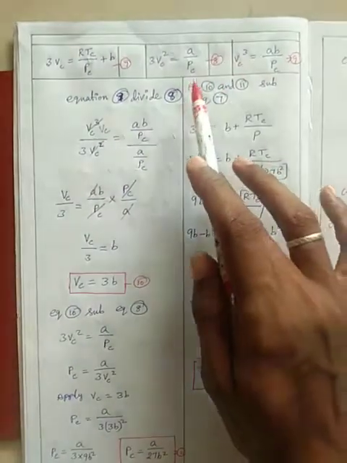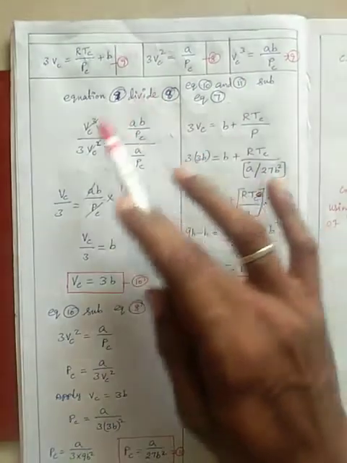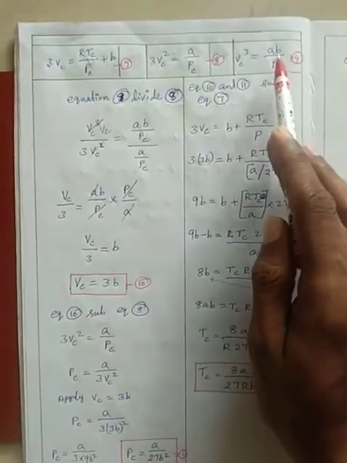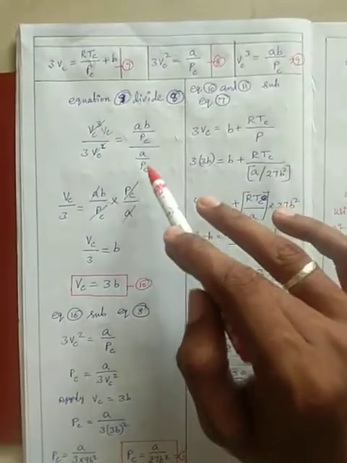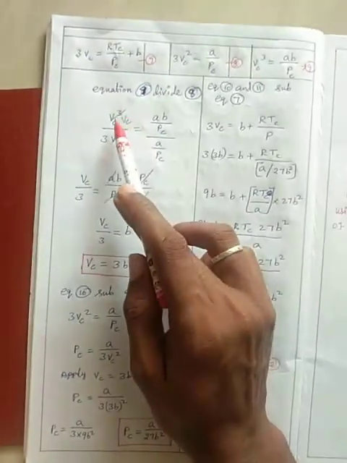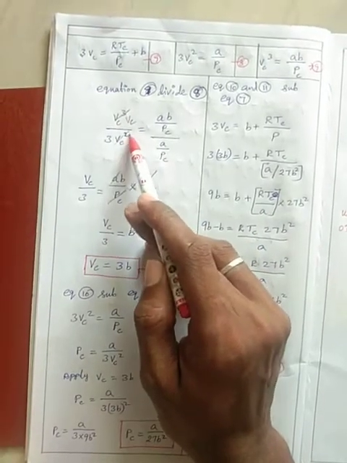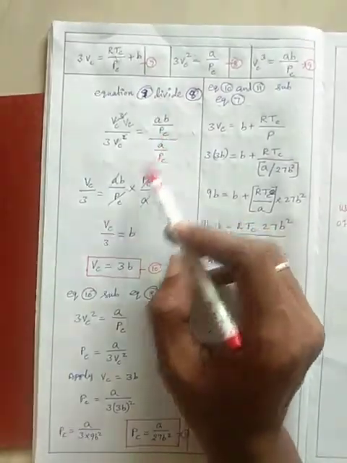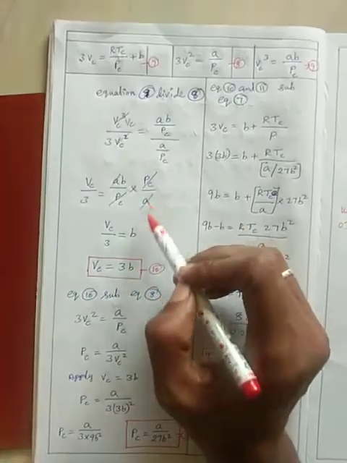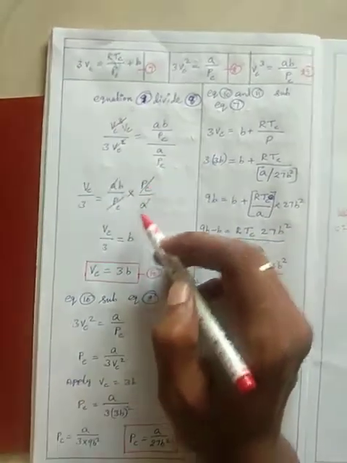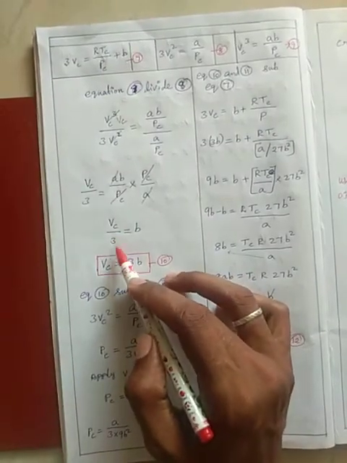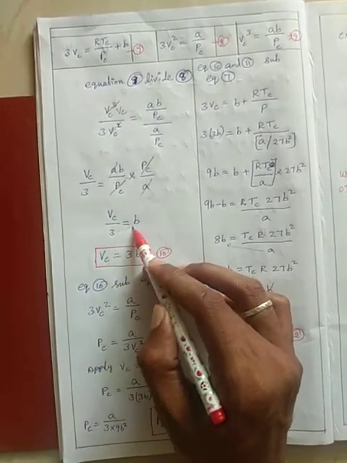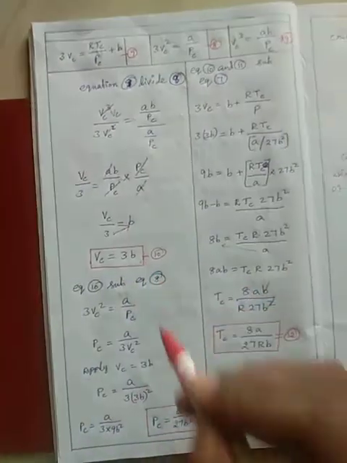Equation 9 divided by equation 8. What is equation 9? Vc cubed divided by 3Vc squared equals Vc cubed, which is ab by Pc, whole divided by a by Pc. In the next step, the cube will be cancelled, the squared will be cancelled, so the balance is also Vc. So Vc divided by 3 equals ab by Pc into Pc divided by a; Pc cancels. So Vc divided by 3 equals b, and the Vc value equals 3b.